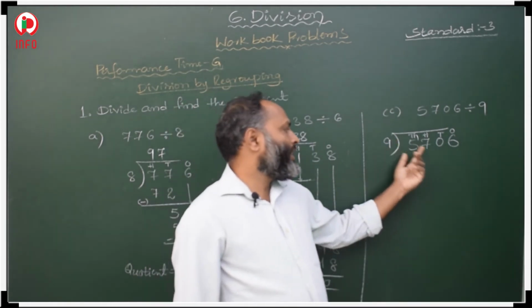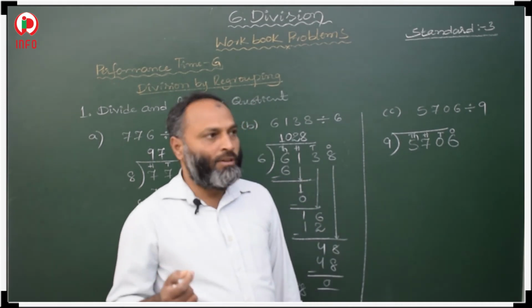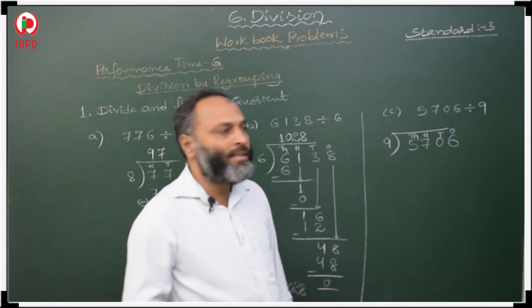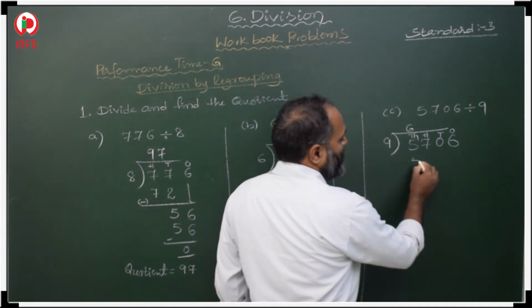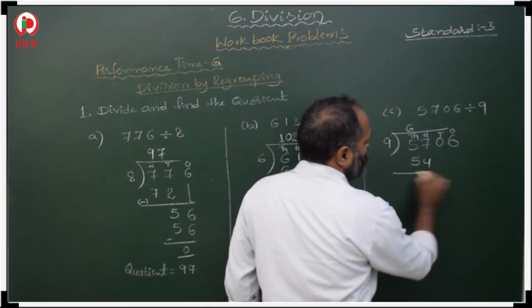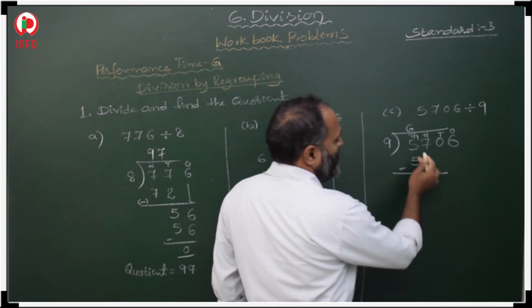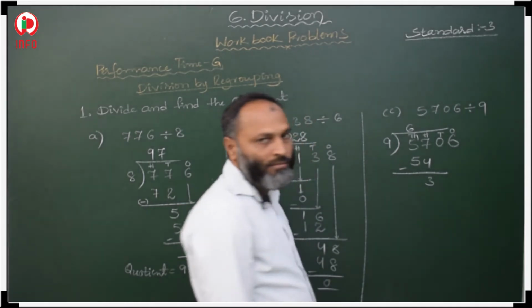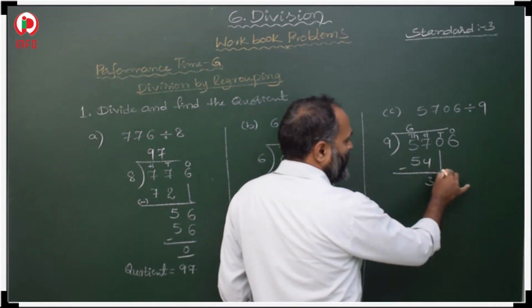So then when you get 57 in the 9 table, 9 5's are 45, 9 6's are 54. 54 is near to 57, so 9 6's are 54. Now minus: 7 minus 4 is 3, 5 minus 5 is 0. Then after minus, the next place we have to take is the 10's place.